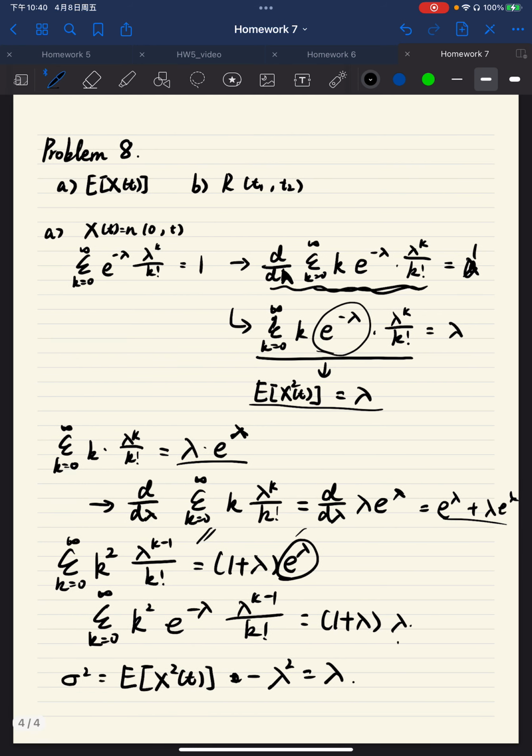So we can finally get the result that the expected value of X(t) is equal to lambda t, and the expected value of X squared(t) is equal to 1 plus lambda t times lambda t, and the variance of it is lambda t.